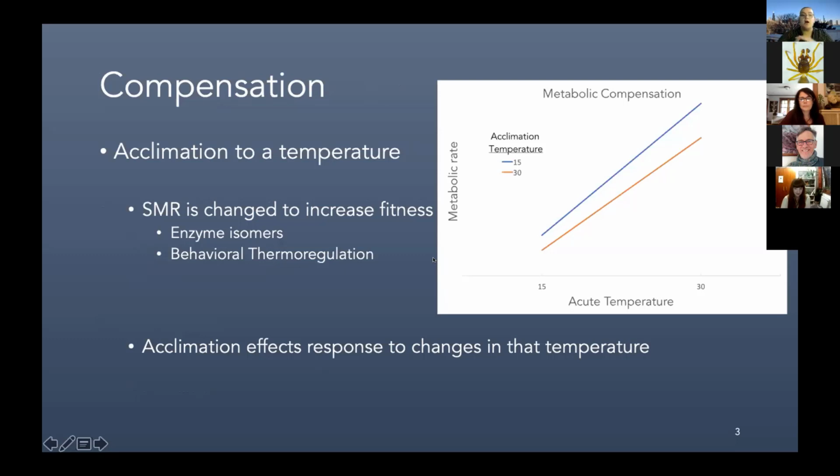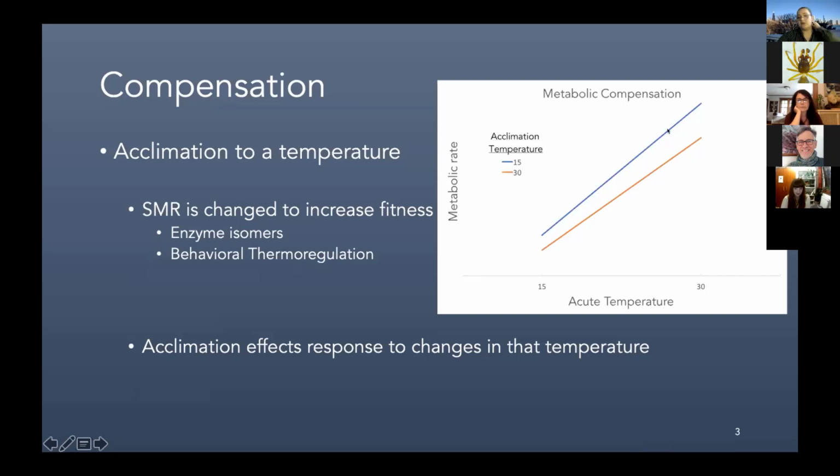So there's this idea of metabolic compensation, which is that even ectotherms, which don't maintain the same temperature, can acclimate to a specific temperature over a given period of time. So the standard metabolic rate in ectotherms can be changed to increase fitness at any specific temperature. And this can be done through enzyme isomers, so producing different enzymes with slightly different conformations, and also through behavioral thermoregulation.